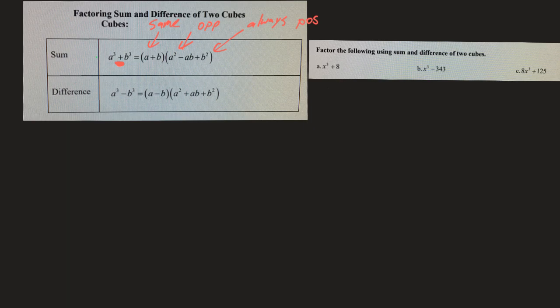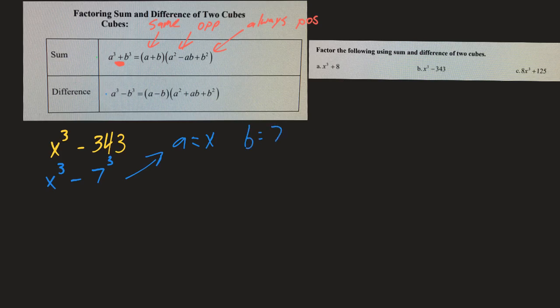All right, let's knock out these next couple. Remember to refer to that list of cubes to help you with this, okay? So let's look at b. B is going to be x cubed minus 343. And if we look back at our list, we've got to have a cube here. So 343 is going to be what? 7 cubed, right? So in this case, again, I really like to identify a and b. So I'm going to call a as being x and b as being 7, okay?